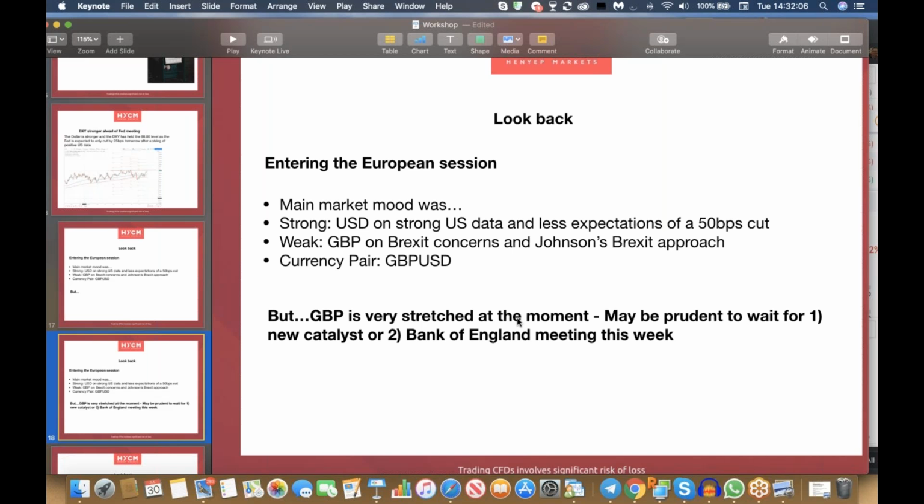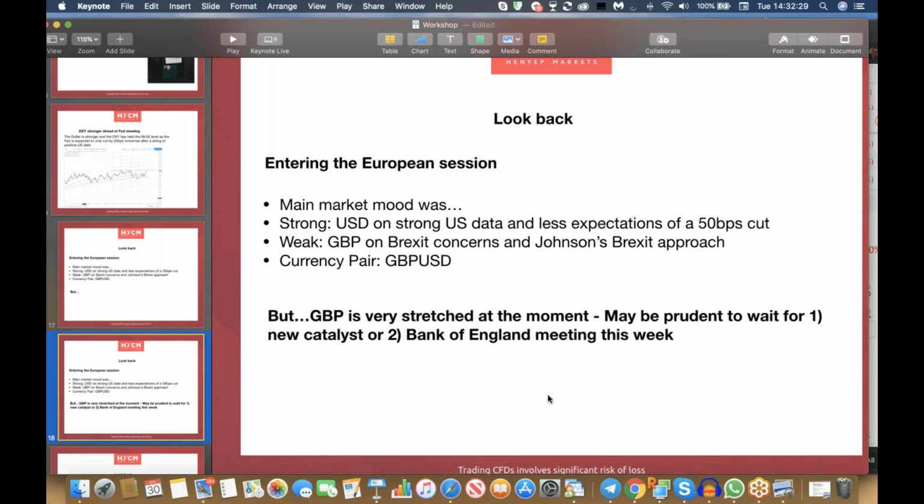Okay, so a potential new catalyst would be the Federal Reserve meeting tomorrow. The Federal Reserve, as it meets, is the most highly anticipated scheduled event of the week. Federal Reserve meeting on Wednesday. Okay, and the US dollar is going to take its tone from that. And we also have the Bank of England meeting this week.